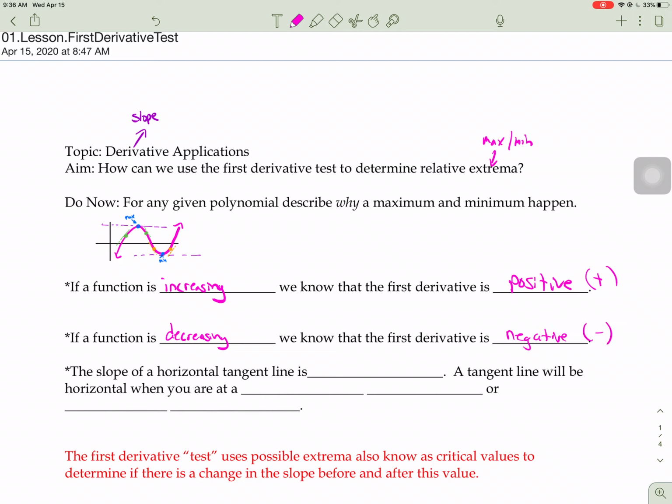Okay? Now, the slope of a horizontal tangent line. What's the slope of a horizontal tangent line? It's 0. And a tangent line will be horizontal when you are at a relative max or a relative min. Right? So you're at one of the extrema, we call it, the high or low point, like a peak or a valley. Okay, so when the slope is 0, you're either at a max or a min. We're going to use that for now to help us out.